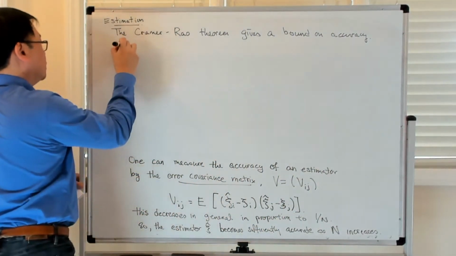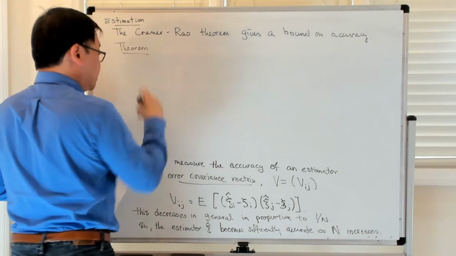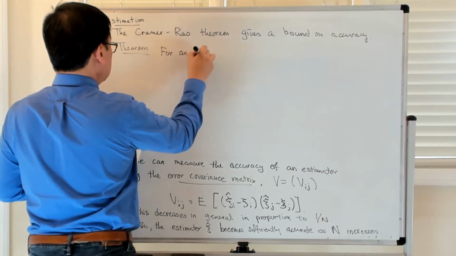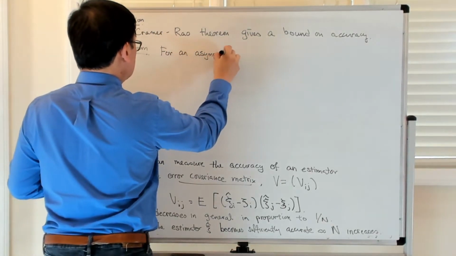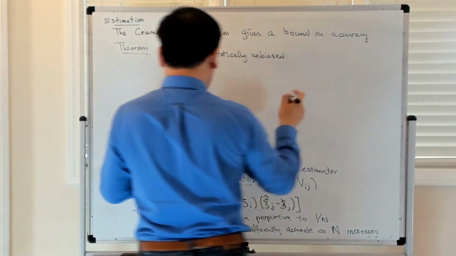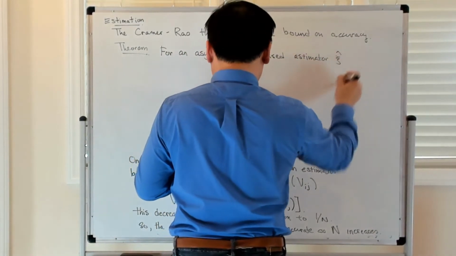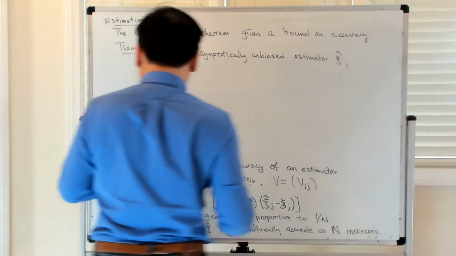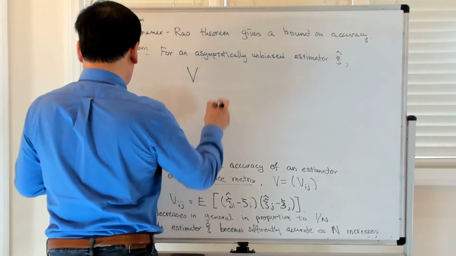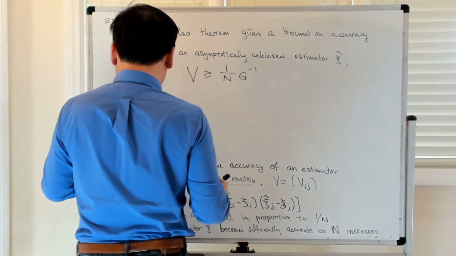So let me state the theorem. If you have an asymptotically unbiased estimator, C hat, then the following holds: the error covariance matrix V is greater than or equal to 1 over n G inverse.